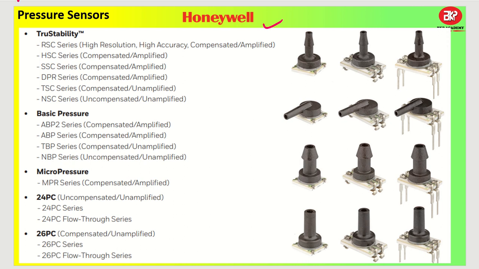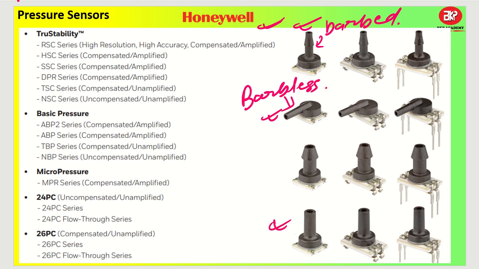Honeywell has a very wide variety of pressure sensors. You can see we have barbed, which has this notch, and barbless, which is without the notch. Barbless are this one and this one, and barbed is this and this kind. Then we have TruStability pressure sensors, with a lot of series like RSC, HSC, SSC, DPR, TSC, NSC. We have basic pressure sensors, which will be more important, and we will give more concentration on these four series.